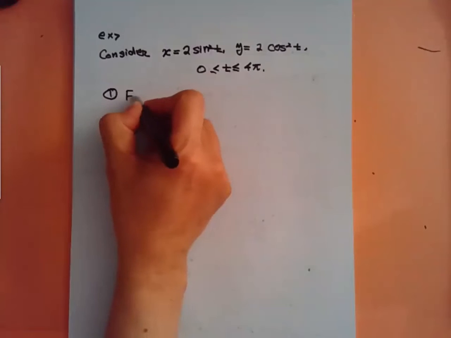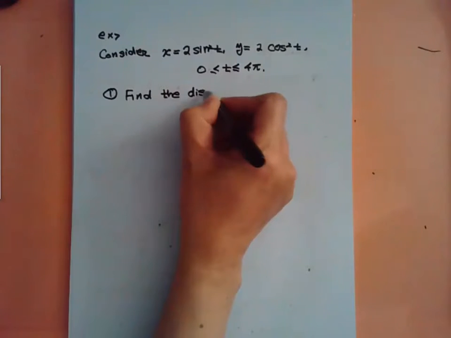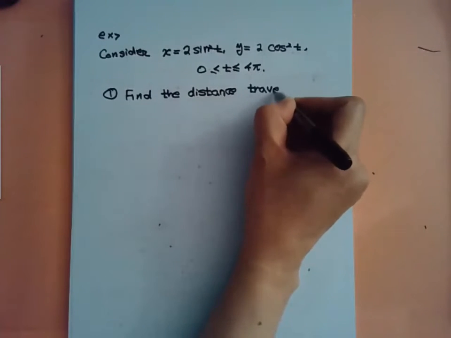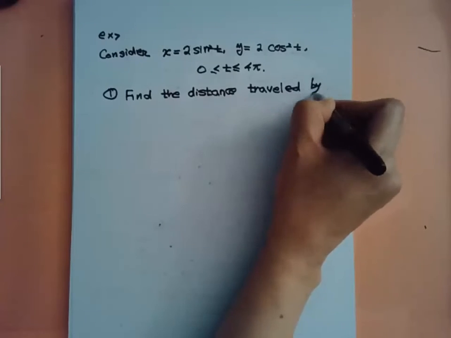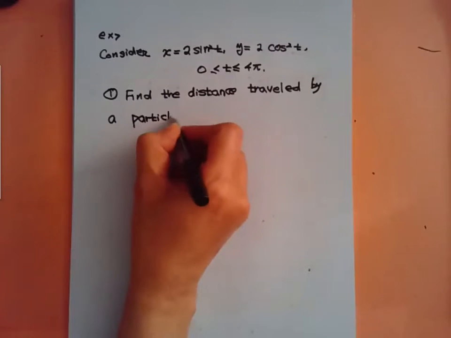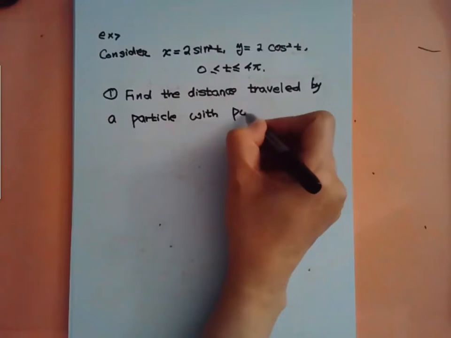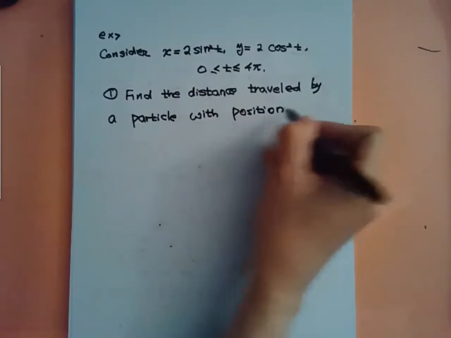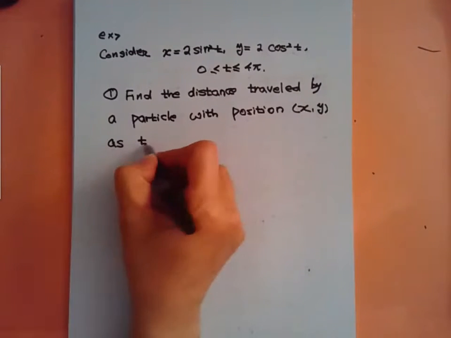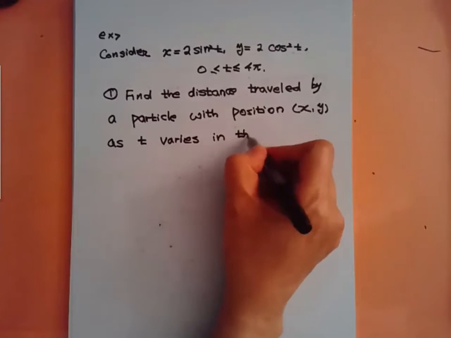The first question is find the distance traveled by a particle with position x and y as t varies in the given time interval.